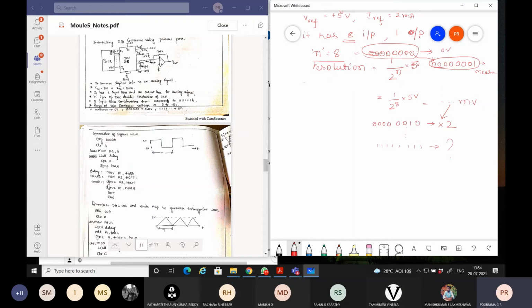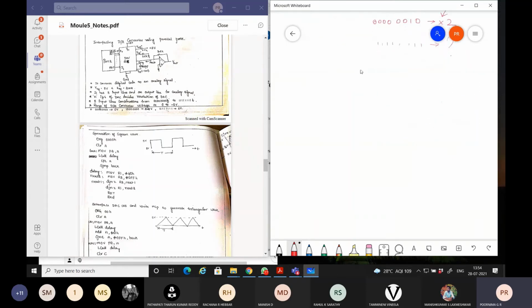Now the next question: how to program this particular DAC. When the DAC is programmed, what types of outputs can we expect? Let us see the generation of different waveforms using the DAC.